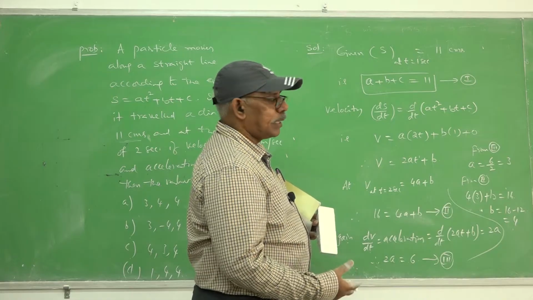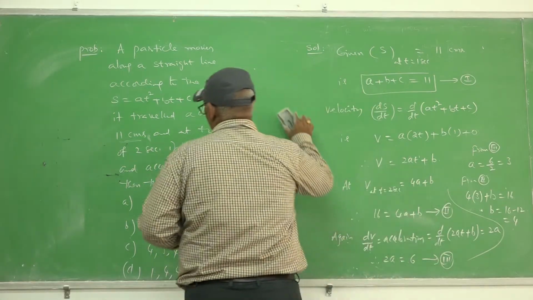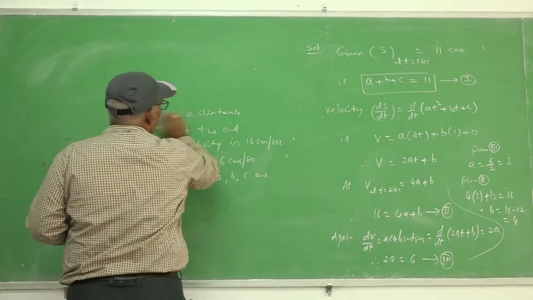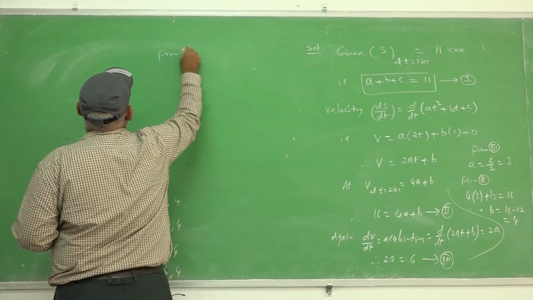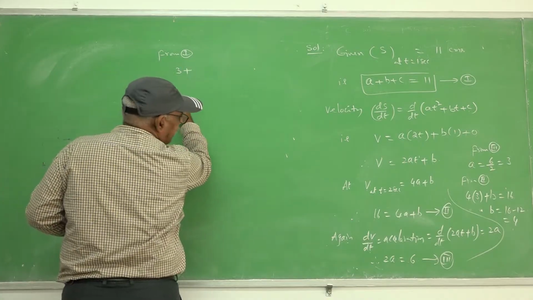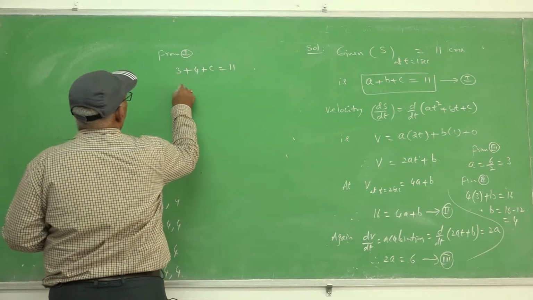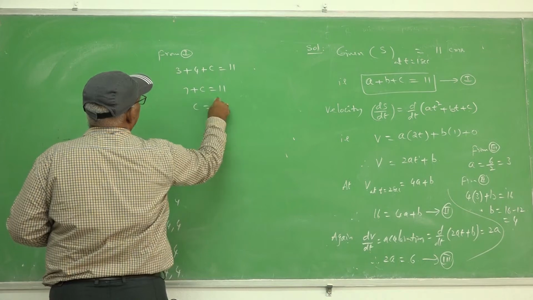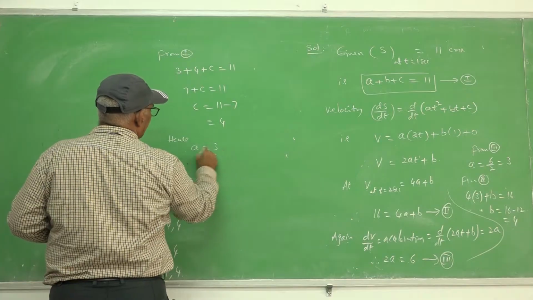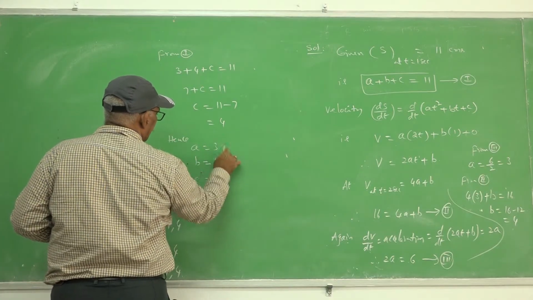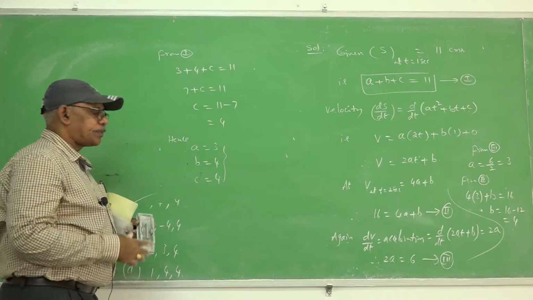We got A equal to 3 and B equal to 4. Hence, from 1 you can get C. Now, from 1, A is 3, B is 4, C is not known to us, equal to 11. So 7 plus C equal to 11. C takes the value 11 minus 7, which is 4. Hence, A equal to 3, B equal to 4, C equal to 4. The values of A, B, C are 3, 4, 4, which is the first option here.